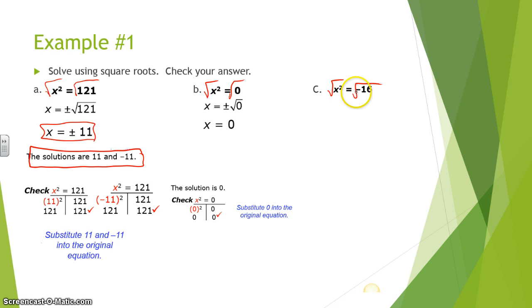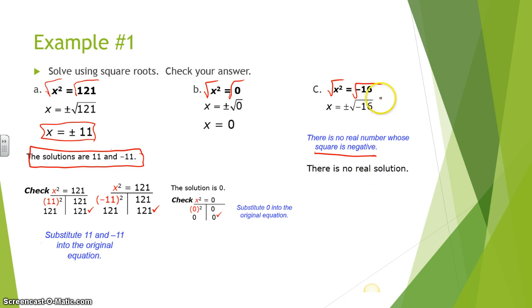Notice with this problem there is a negative in front of 16. For this, it says x equals plus or minus the square root of 16, but you really cannot have a negative sign inside of the square root symbol. So for this particular question, there's going to be no real numbers whose square is negative.